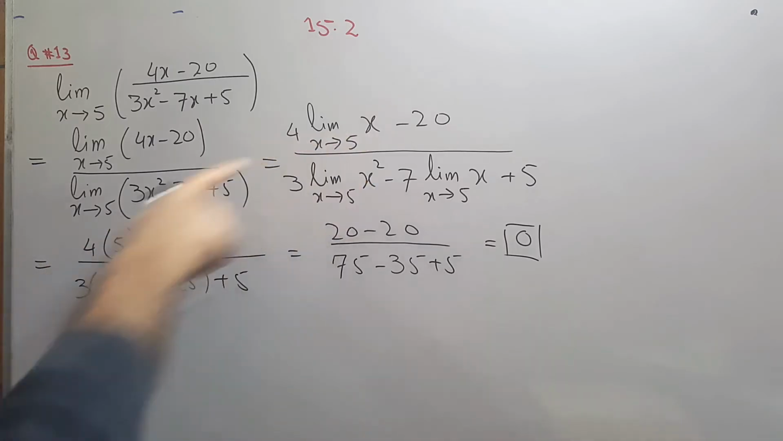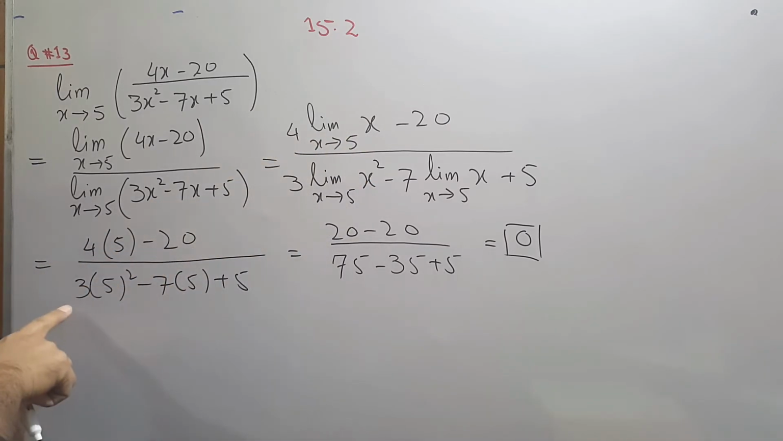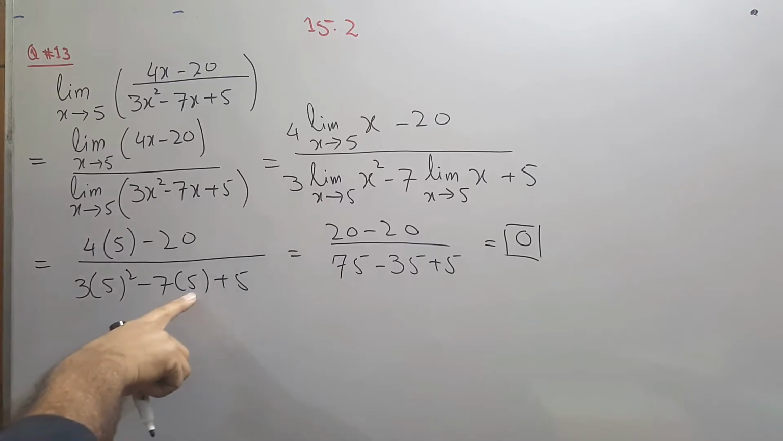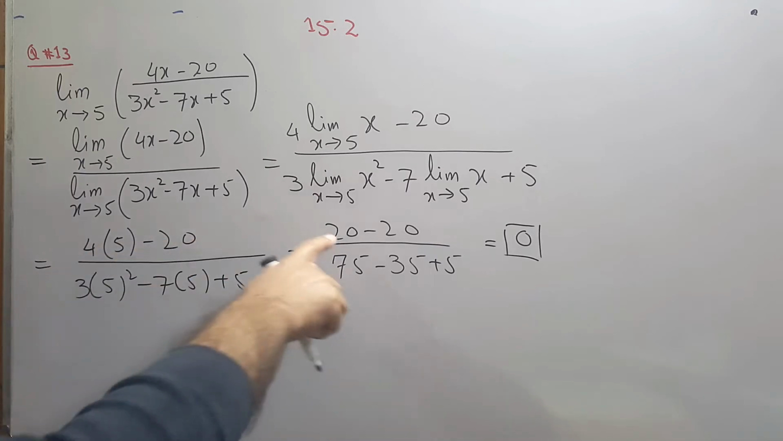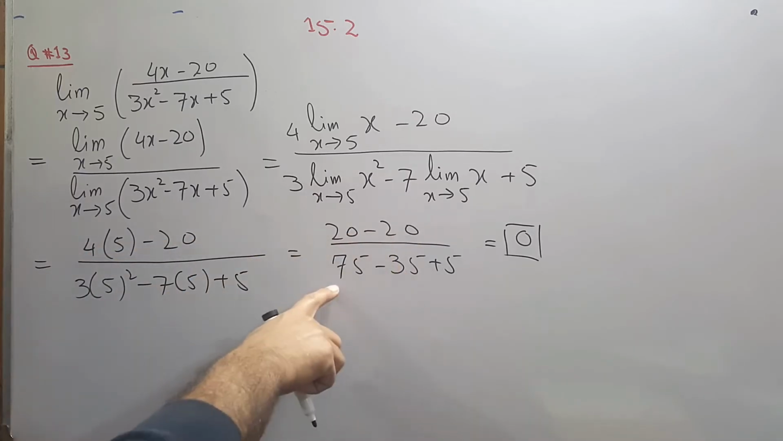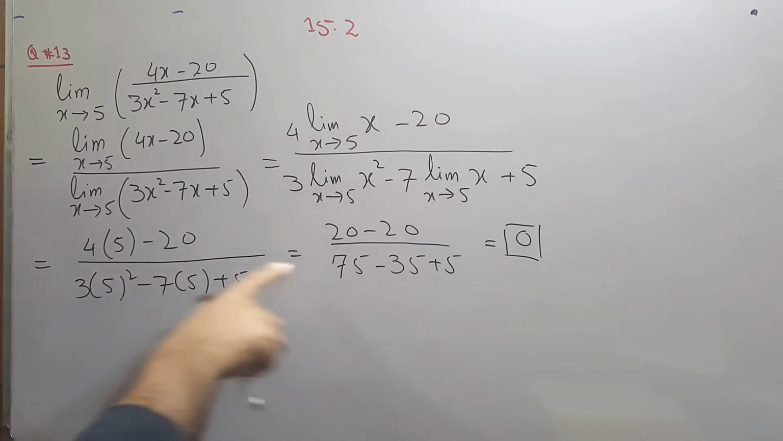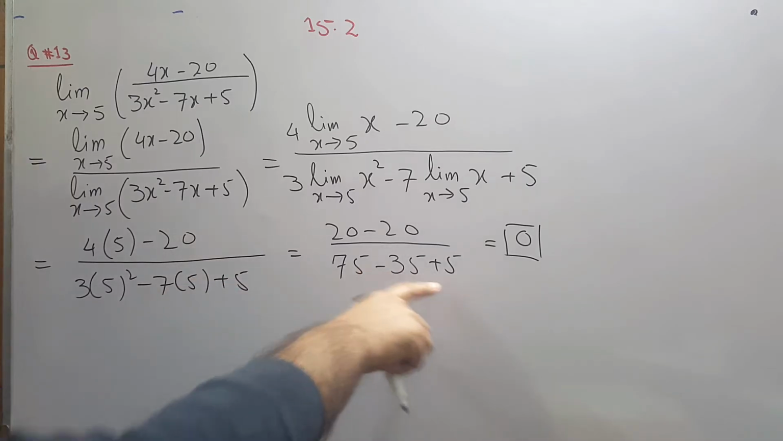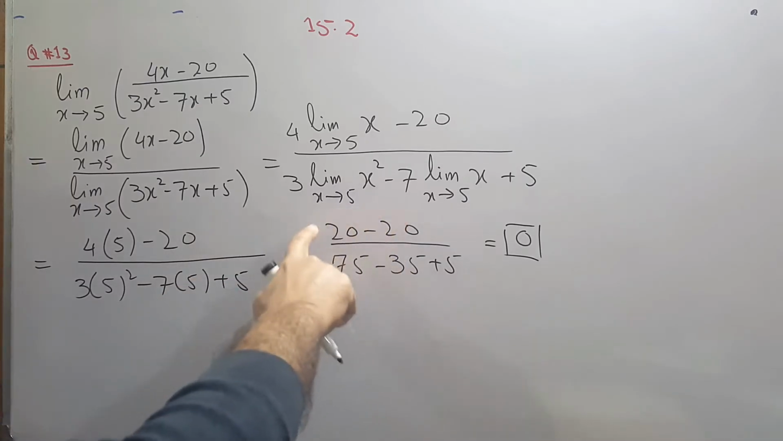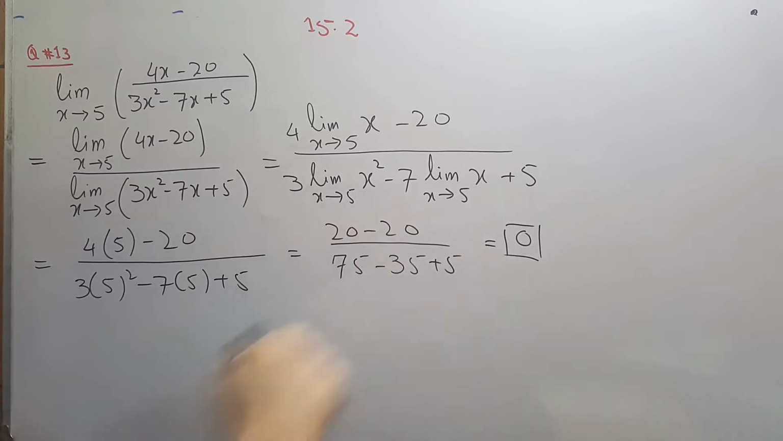Now you apply the limit, so 4 times x, which is 5, minus 20, and then you apply for x as 5 over here, and then you multiply. That gives you 20 minus 20, and that gives you 75. 5 square is 25, times 3 is 75, and 7 times 5 is 35, and 5. That gives you 0, plus 20 minus 20 gives you 0. 0 by anything becomes 0.